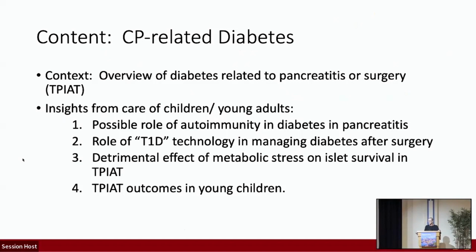But then I'm going to tell 4 short stories from our work and clinical experience. The first one is about the potential role of autoimmunity or type 1 diabetes and pancreatitis. The second is about clinical management and how we might utilize technology in this patient population. The third is about metabolic stress and how that might affect islet function and islet survival. We know this from TPIT, but I think it may pertain to pancreatitis as well. And lastly, to talk a little bit about what we've learned from young children who are having surgery.